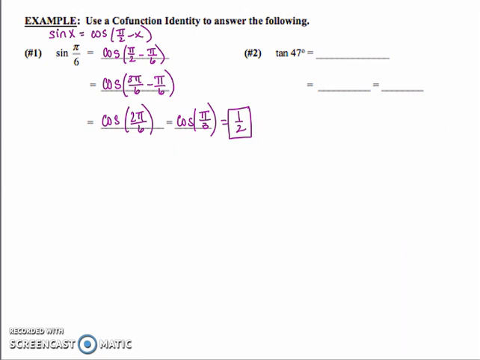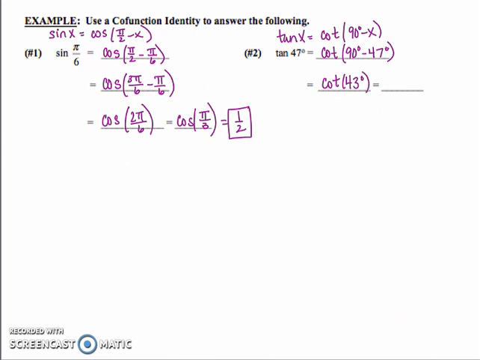Now we can do the same thing with degree measures. So in the second example here, we have tangent of 47 degrees. This time we're going to start with the identity that says tangent of x is equal to cotangent of, and since I'm working in degrees, I'm going to write 90 degrees minus x instead of pi over 2 minus x. So my x value is going to be my 47 degrees here. So tangent of 47 degrees is equal to cotangent of 90 degrees minus 47 degrees. 90 degrees minus 47 degrees is, of course, 43 degrees.